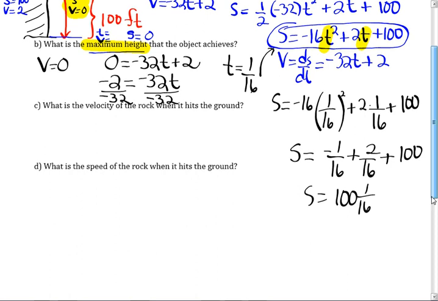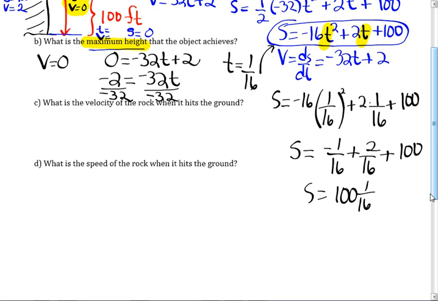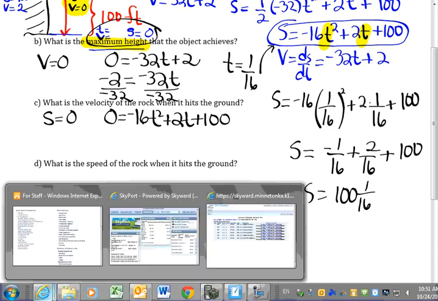Okay, what is the velocity of the rock when it hits the ground? Well, what's true about when the rock hits the ground? I've got it right here. s equals 0. So 0, I need to find the time to find the velocity, right? Negative 16t squared plus 2t plus 100. Now, I showed the other class how to do this on your calculator. It's kind of cool. You want to know how to do it on your calculator? Without graphing it?